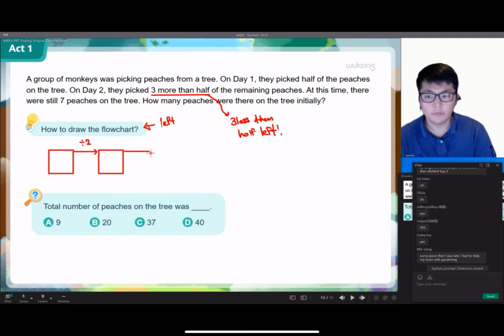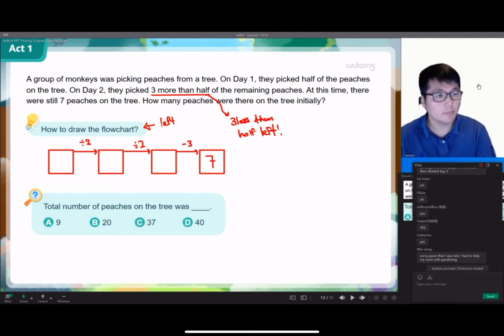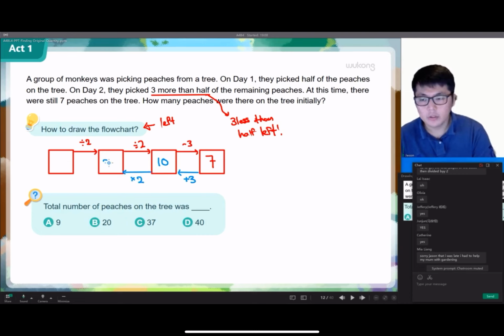So that means you need to find half first, and then you need to take away 3. And then after that, you have 7 peaches left on the tree, so you write number 7. And going backwards, you need to show me going backwards the arrow as well. You must have the direction of the arrow. And do the opposite, plus 3, which means you're going to get 10. And going backwards as well, times 2, which is 20.